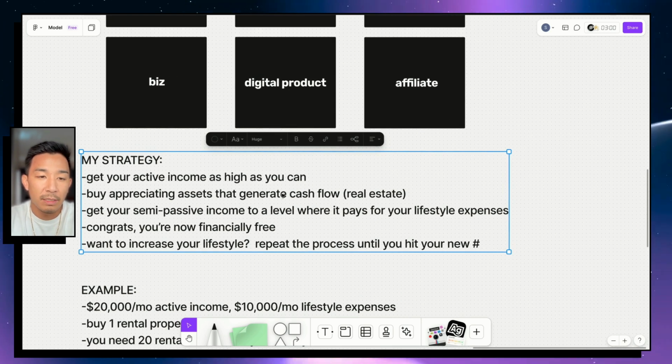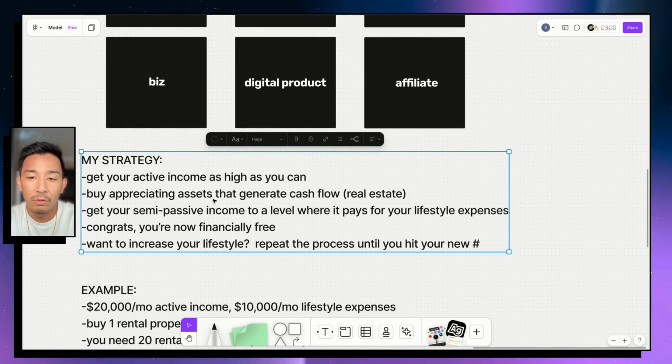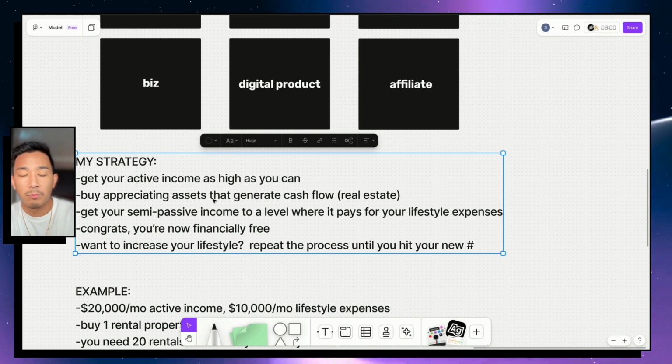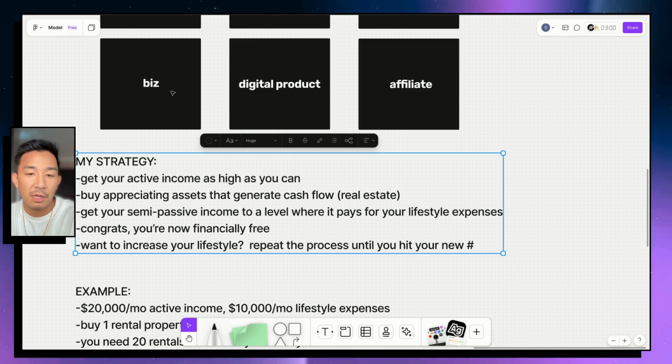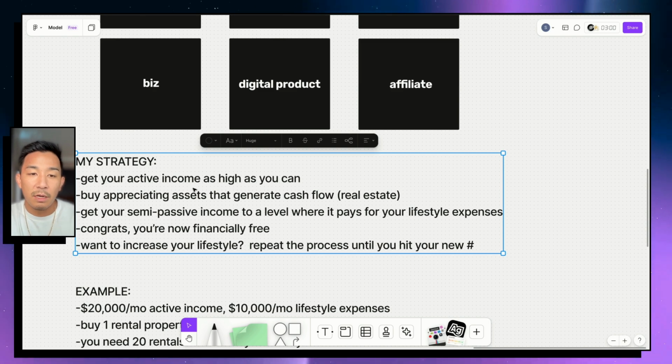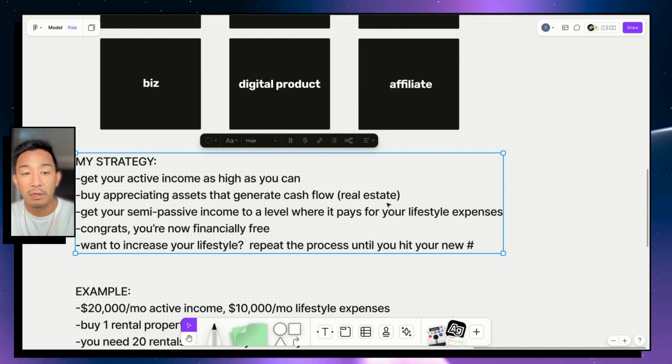Then you want to get your semi-passive income to a level where it pays for your lifestyle expenses. That's financial freedom, when working a job, when working active income is optional. So we buy appreciating assets, and that's going to generate enough cash flow eventually to pay for your lifestyle. If you have a high active income, whether it's from a job, side hustle, or business, you can afford to buy these assets, real estate and rentals, a lot quicker.